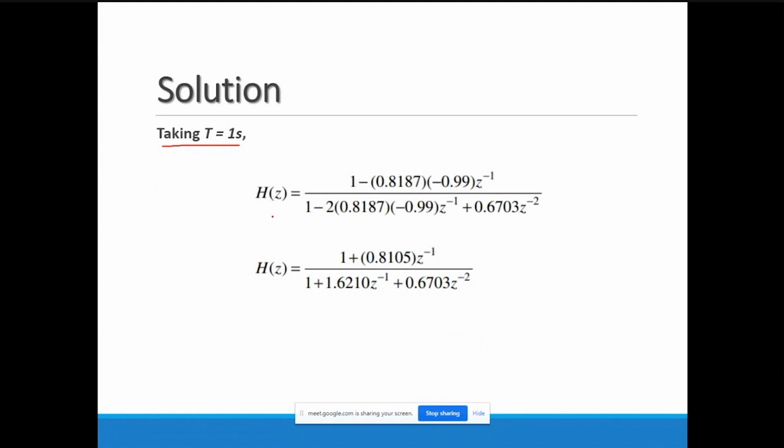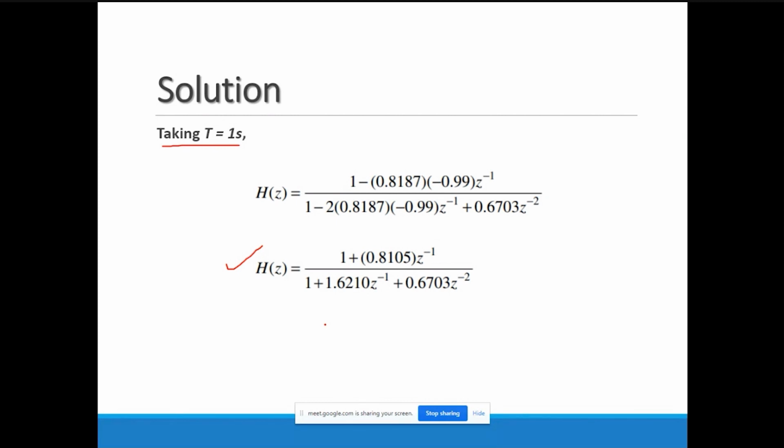That is, H of z is equal to 1 minus (0.8187 times 0.99) into z inverse, divided by 1 minus 2 into (0.8187 times 0.99) into z inverse plus 0.6703 into z raised to minus 2. When you multiply these terms in the numerator and denominator, your final answer will be H of z is equal to 1 plus 0.8105 z inverse, divided by 1 plus 1.6210 z inverse plus 0.6703 z raised to minus 2.